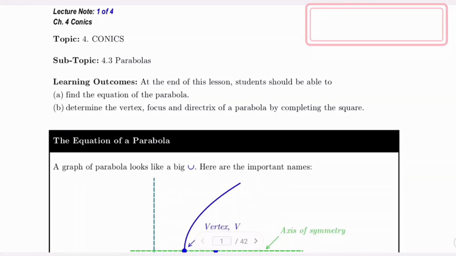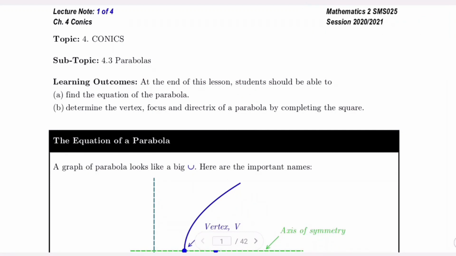Conics. In this topic, you're going to learn about 3 different types of shape. The first one will be parabola, the second one will be ellipse, and the last one will be circle. At the end of this lesson, you should be able to find the equation of parabola and determine the vertex, focus, and directrix by using completing the square.